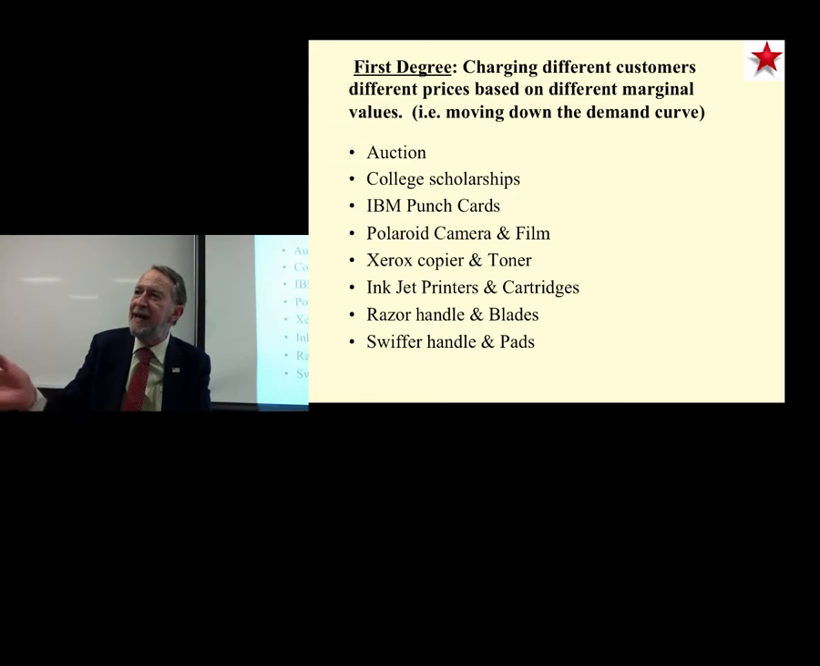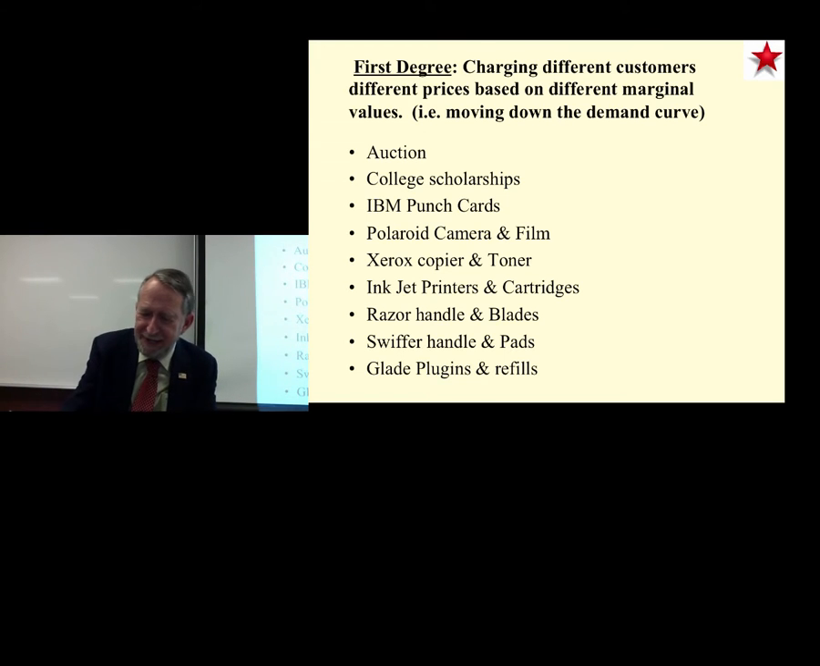Swiffer came out with these cleaning pads, and they sell the little stick at marginal cost, and then the upcharge is on the refills for it. And the highest upcharge is on the refills that are wetted, that have some solution on them. One of my favorites is Johnson & Johnson with Glade plug-ins and the refills. Years ago, if you were going for dinner at somebody's house and you walked in and you smelled fish, it was like, oh, we're having fish for dinner, right? I like fish, right? Well, somehow Johnson & Johnson convinced all these people that your houses stink, and so you need a device to clean up the air.